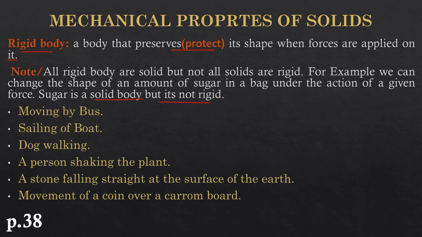But for a rigid body, for example, we have here: moving by bus, sailing of a boat, a dog walking, a person shaking a plant, a stone falling straight to the surface of the earth, movement of a coin over a carom board.